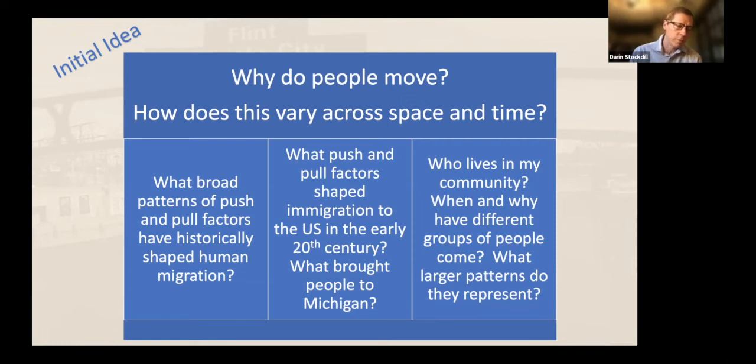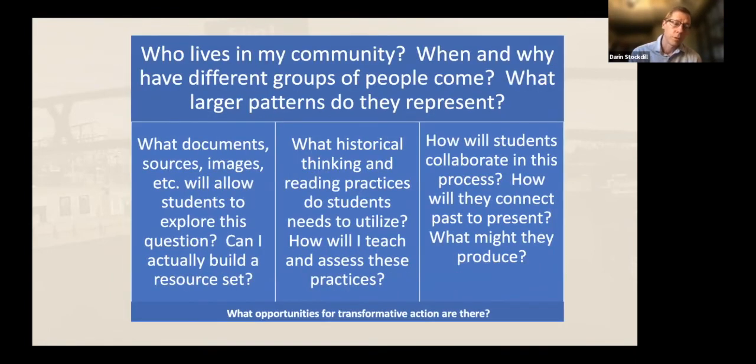That's just one pretty concrete example. And then the disciplinary literacy: if you're doing it from a historical lens, then the work is, can I find some primary sources? Are there images? Are there photographs? How can I leverage this really engaging question to teach kids about their community and also teach them these really valuable skills? So then that next set of questions: what documents, sources, and images will allow students to explore this? Can I actually build the resource set? And if the answer is no, you pick another question.